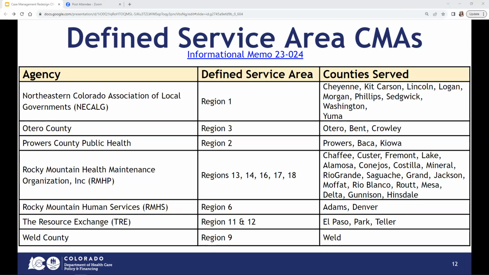Ma'am, I don't see Weld. I just went down, sorry, it was on this next slide. Oh, I apologize. No worries, yeah.